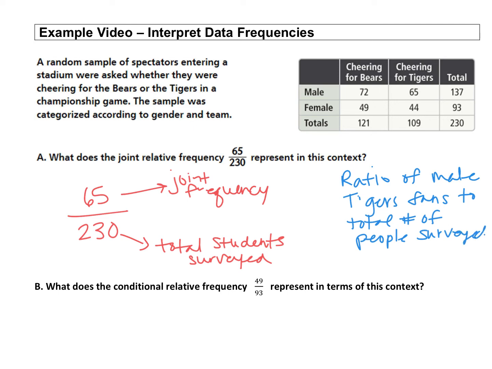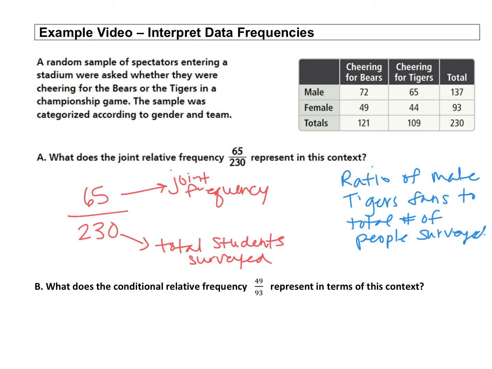All right. Our next question, what does the conditional relative frequency? So conditional means we're no longer going to look at the total number of people. We're going to look at a subgroup of that. So conditional relative frequency, 49 over 93 represent in terms of this context. So let's find the 49. So 49 are our females that cheered for the Bears. If we divide that by 93, that's our total number of females. So what we're figuring out is out of all of the females, 49 people were cheering for the Bears.